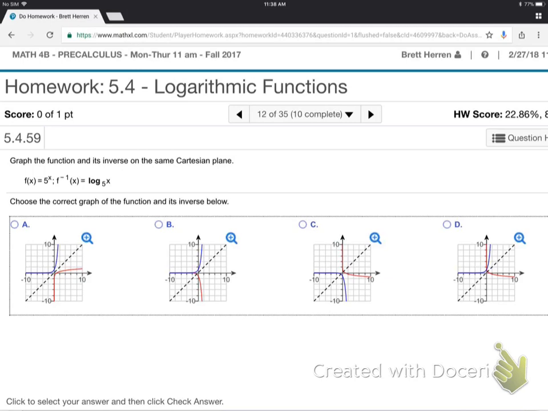Okay, so let's take a look. I'm going to just graph these things. So let's start with y equals 5 to the x. How do we graph that? You guys had the exponential chapter in last night's homework, right? So let's graph that thing real quick.